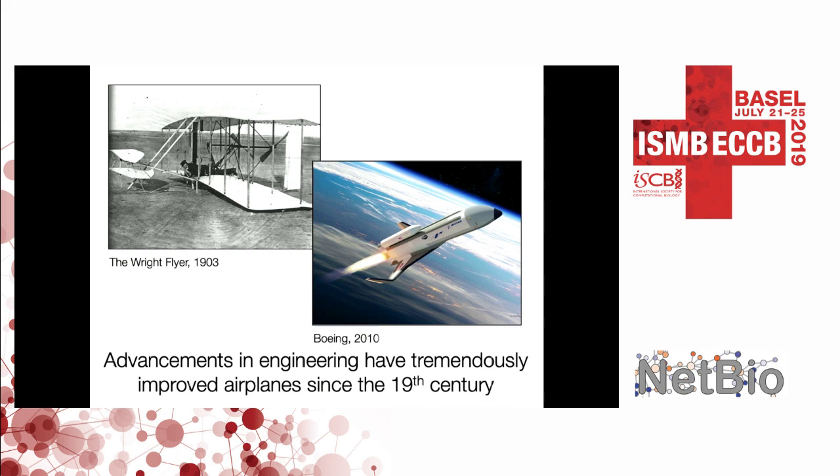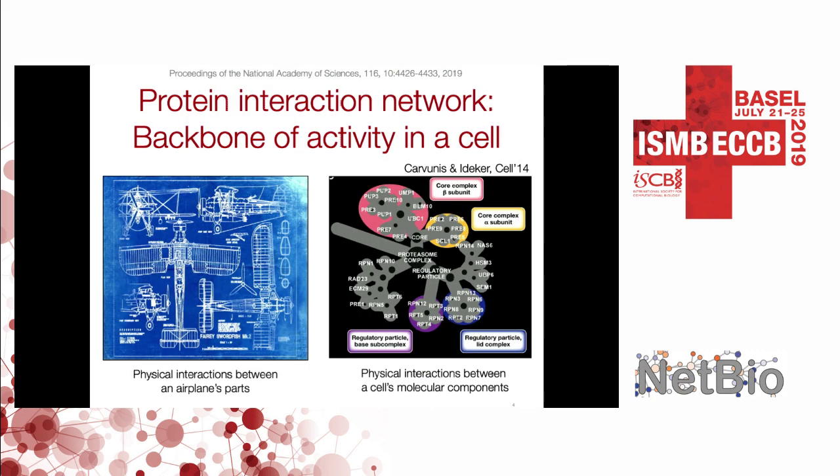So really, analogously, in the human cell there is this other kind of wiring diagram, where we have protein interaction networks, the way proteins interact with each other, that really defines the backbone of activity in the cell, in a similar way as we have those physical parts and components in planes. And an important question to ask is, how do those molecular components in a cell interact, and how do their interactions evolve over time, in a similar way as we might be interested in understanding how the interactions between physical components of an airplane have changed.